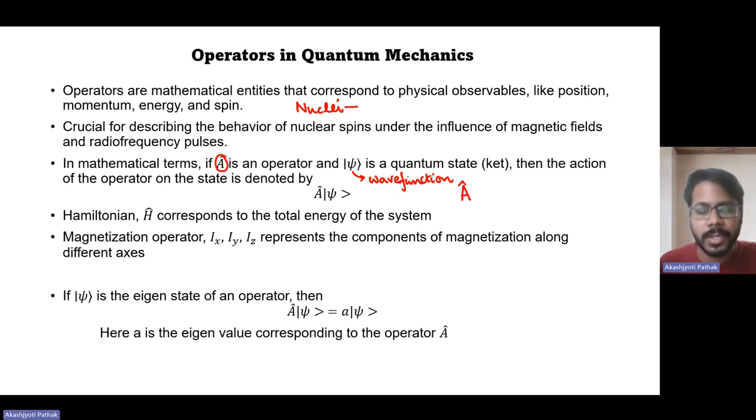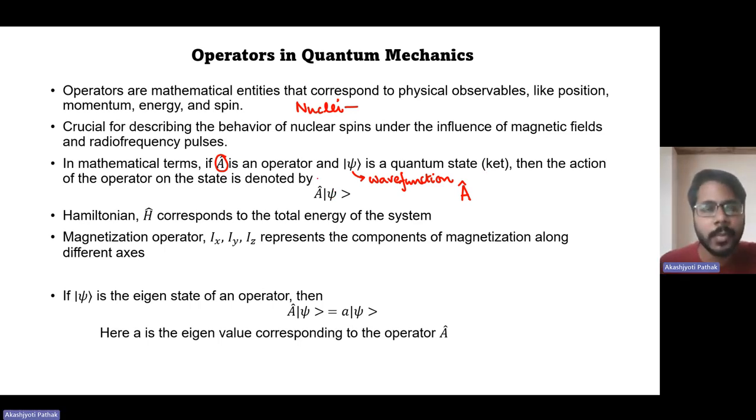What do you mean by wave function? If you want to describe a system in quantum mechanical terms, then that is given by the wave function. Okay, and this is called the ket. So it's a quantum state. Then the action of the operator on the state is denoted by the operator A acting on this wave function. Okay.